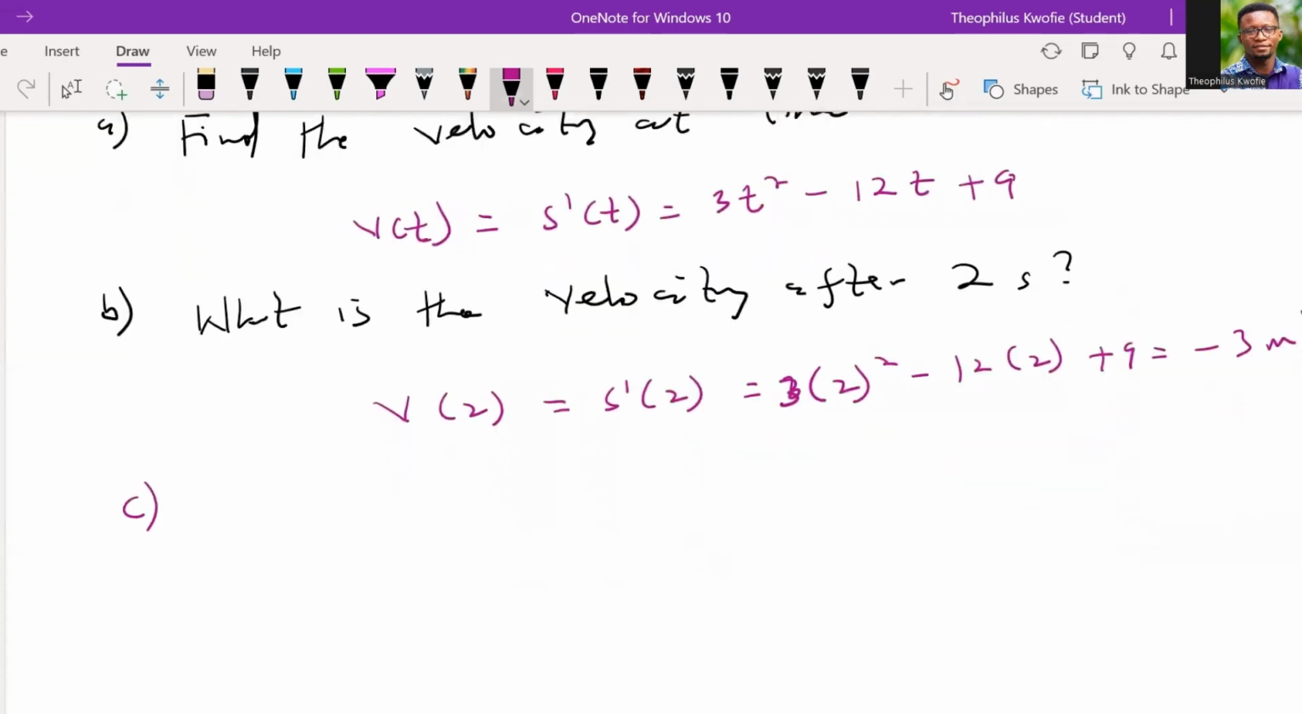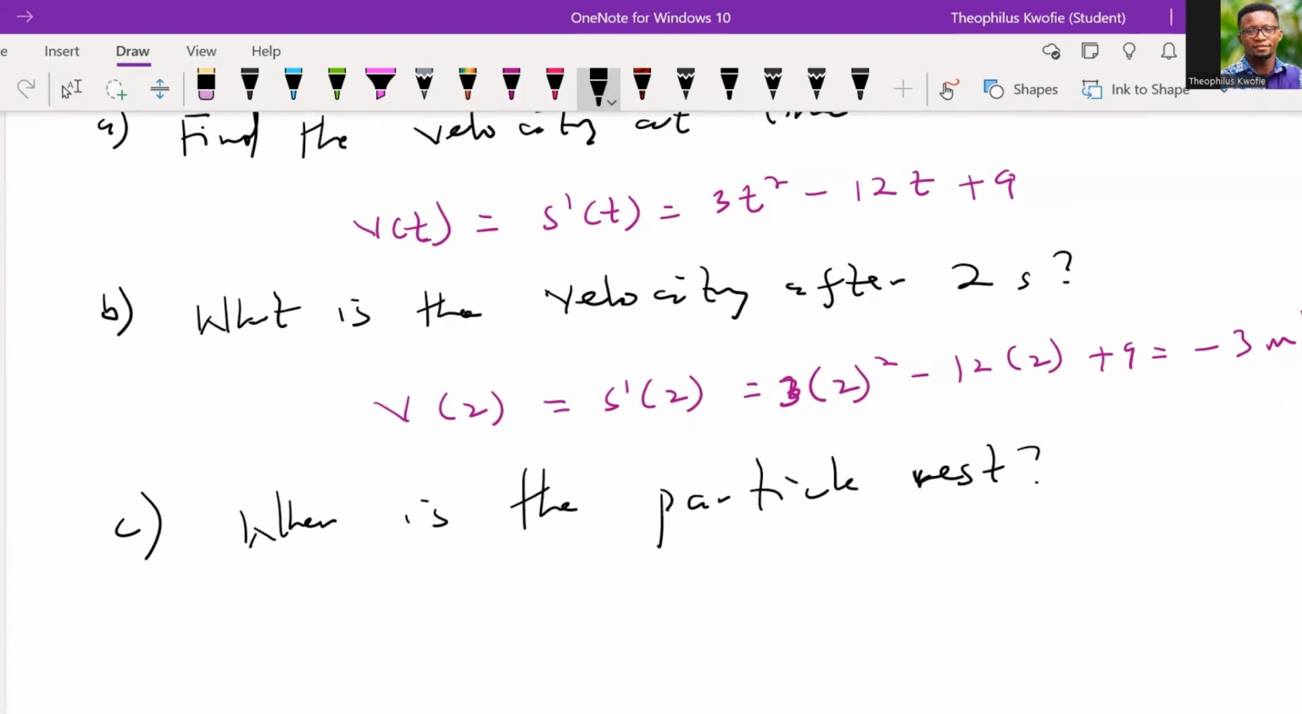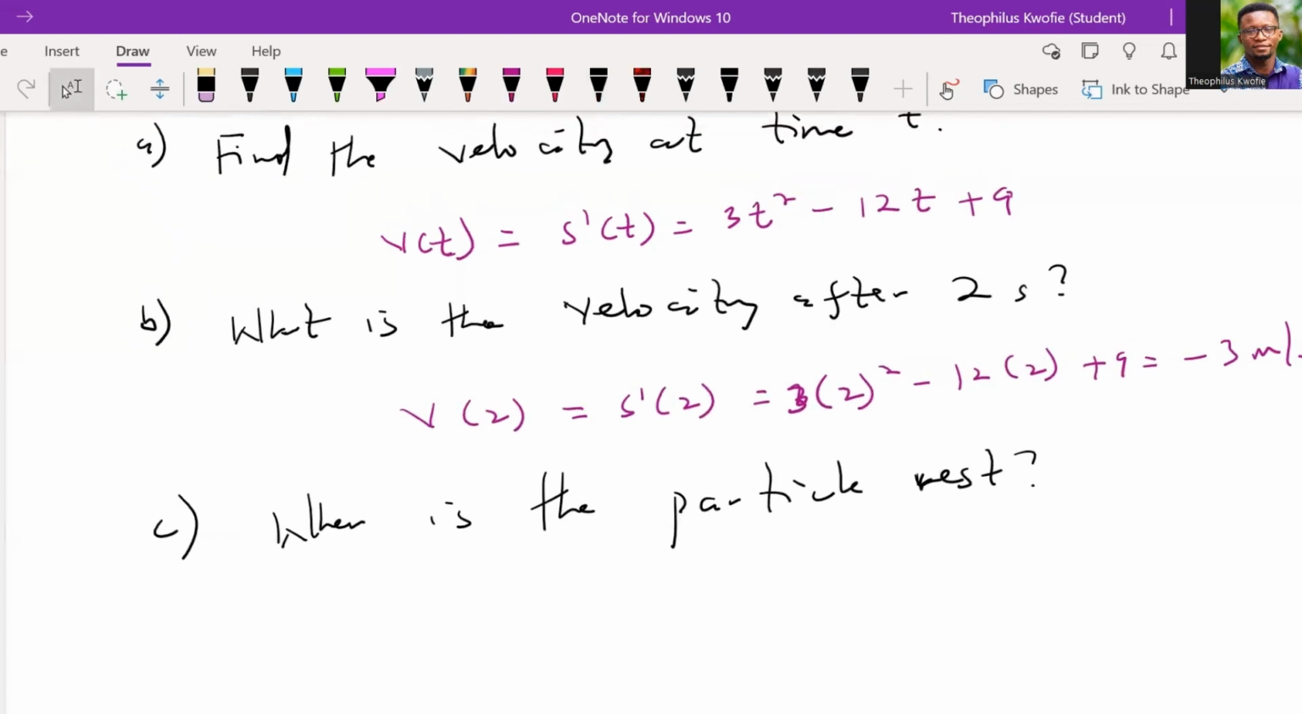Now, if I ask you when the particle is at rest, what will be our response? You could pause the video and see whether you'll be able to solve this one. When is the particle at rest? We claim that the particle is at rest when the velocity is 0.